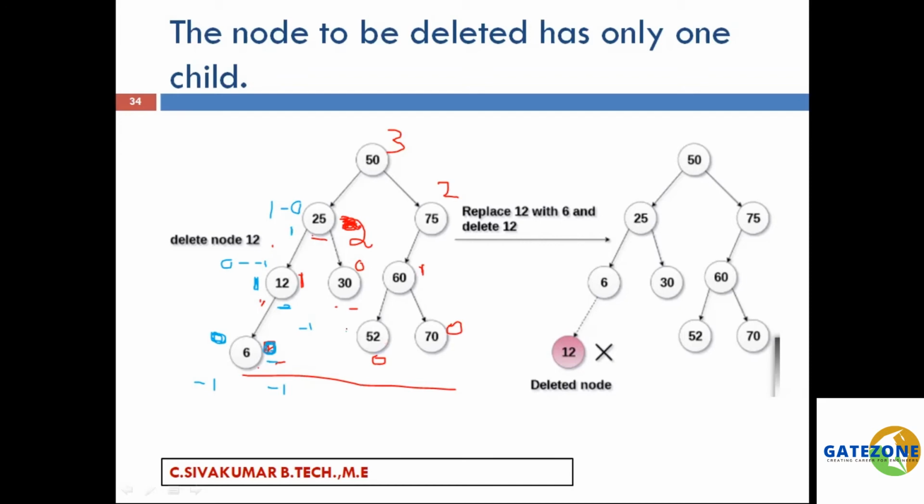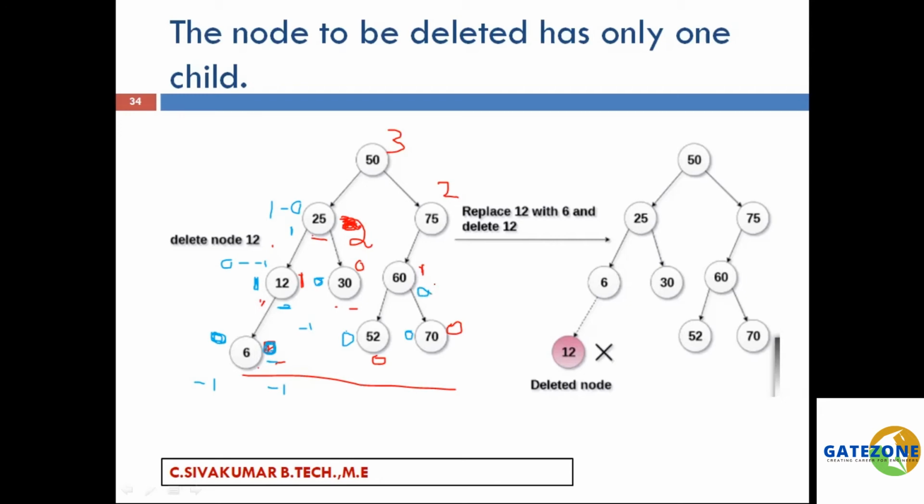So height of the left -1 subtree. -1. Yeah, -1 is going to be 0. What is the height of the right subtree? Sorry, balance factor of 70. The same 0. -1 -1 0. அதே மாதிரி 30 க்கும் 0. Okay. So what is the balance factor of 60? 0. 0 minus 0 is 0.